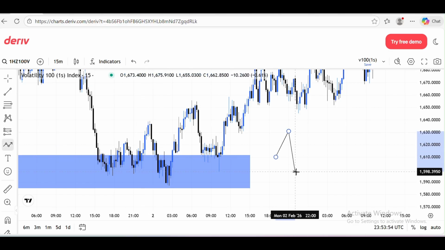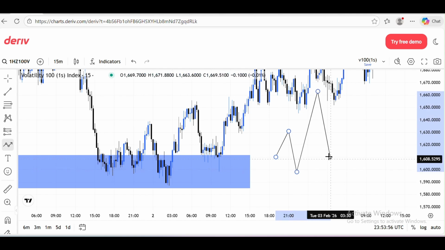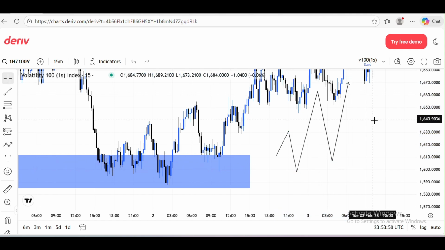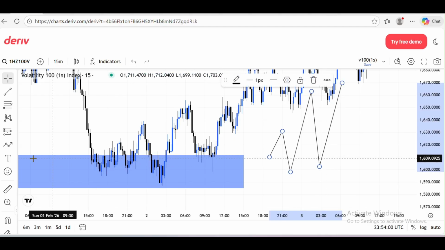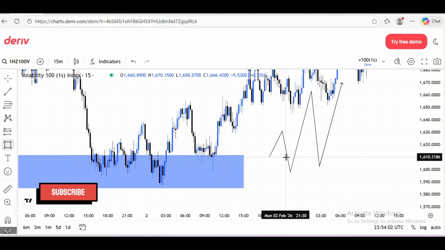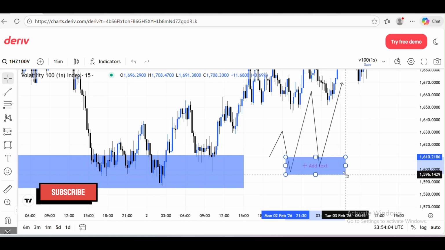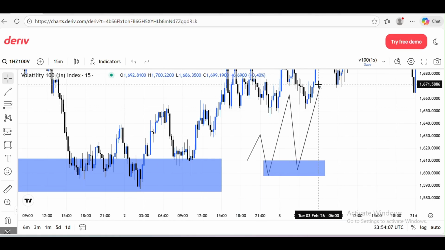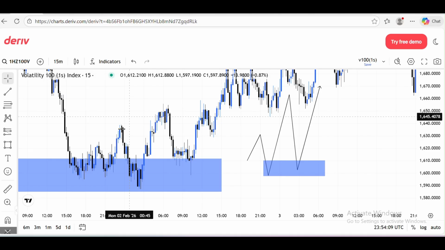Always wait for price to come, tap into our zone, break structure, and retrace to our zone before we buy. So this is actually what we always look at. This is our model. So we're waiting for this to happen, which has actually happened here.